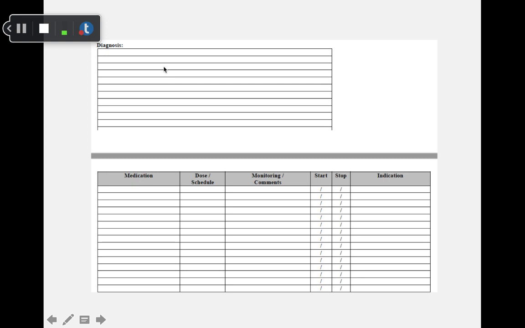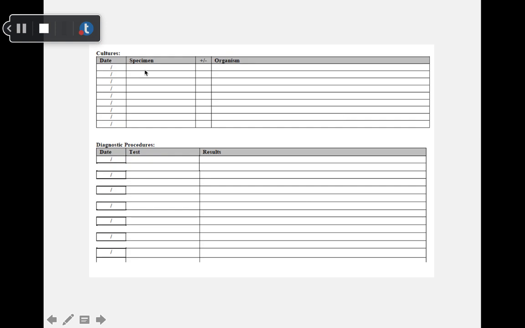Here's where you can keep track of the diagnoses that you're working with, and these are, again, the current diagnoses, so sometimes these are differential. So HCAP versus COPD exacerbation. Here is the inpatient medication list. So you have the medication, the dose, schedule, any monitoring or comments, when it started, when it's scheduled to stop, and the indication.